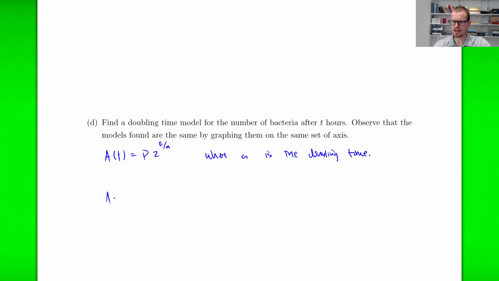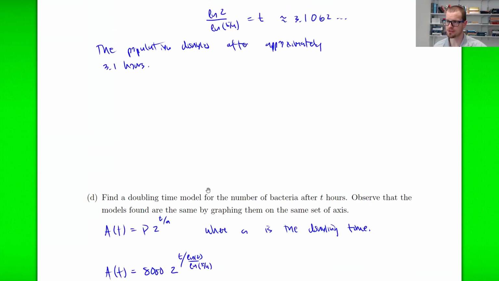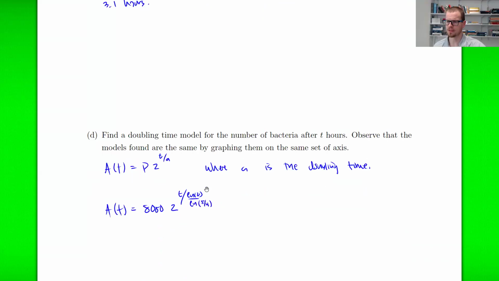So we can write it as a of t is equal to 8,000 times 2 to the t divided by, we gave it as natural log of 2 divided by natural log of 5/4. Let me just double check, make sure that I copied that correctly. Natural log 2 divided by natural log 5/4. So this is our doubling time model, and that would be fine. Again, if you wanted to use that approximation of 3.1, that would be okay.